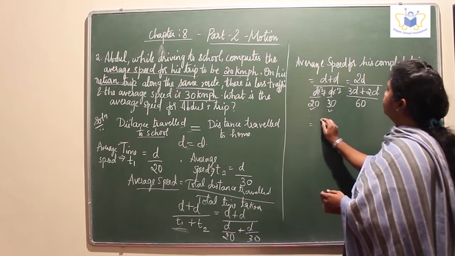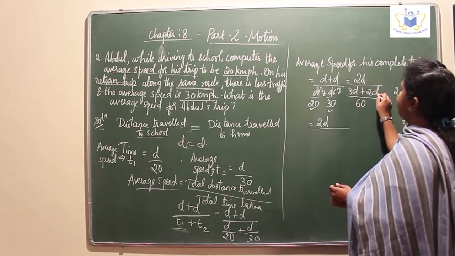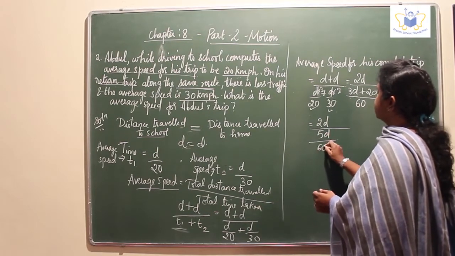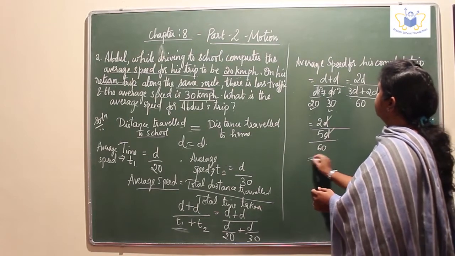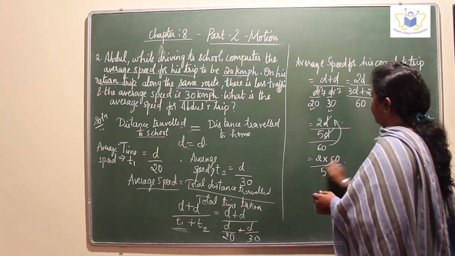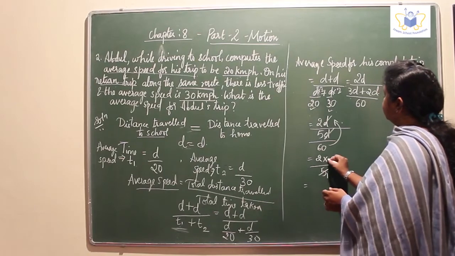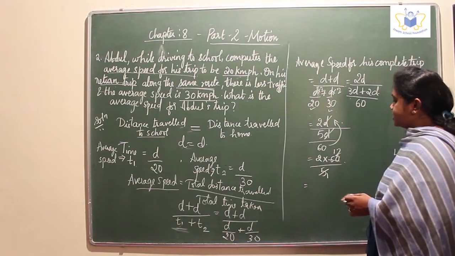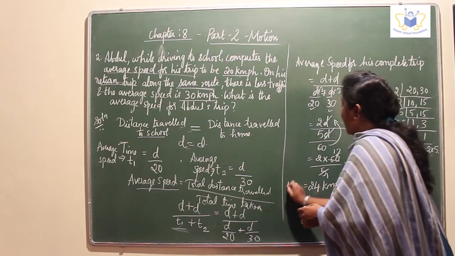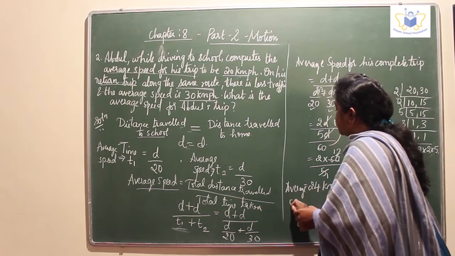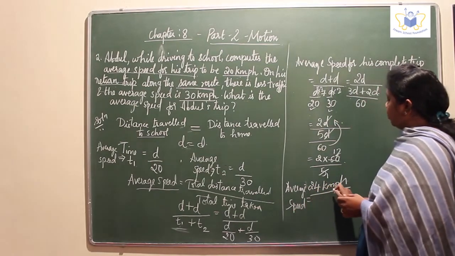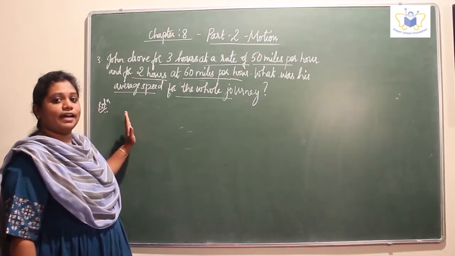Okay. So 2D divided by 3D plus 2D, which is 5D, divided by 60. So this D and D will get cancelled. 2 into 60 divided by 5. Understood? 5 ones are 5, 5 12s are 60. So 12 twos are 24 km per hour. So the average speed of Abdul's complete trip is 24 km per hour. Next we will solve another problem.